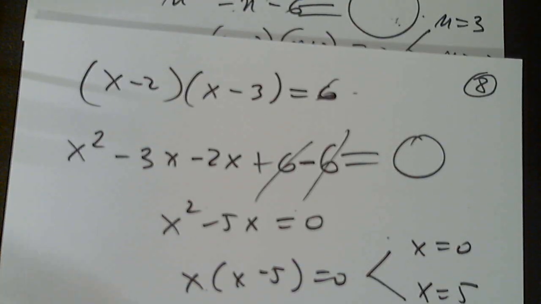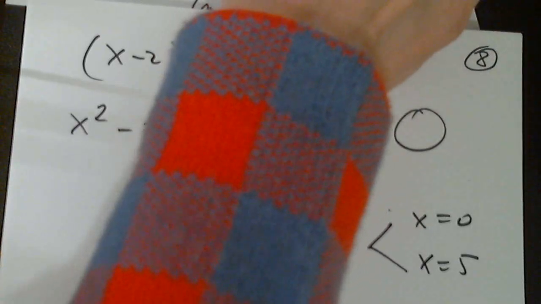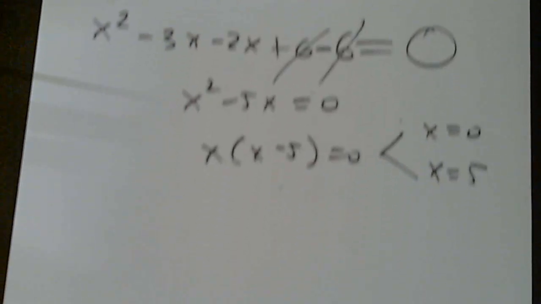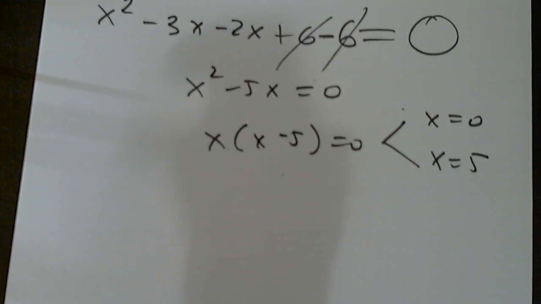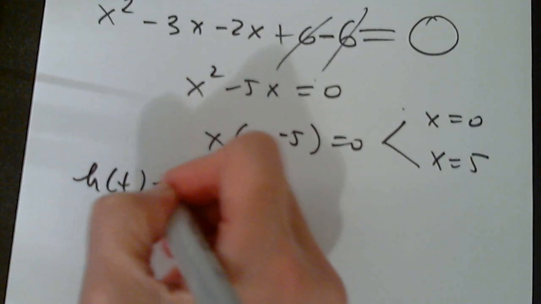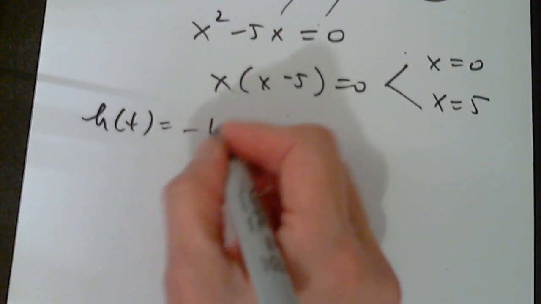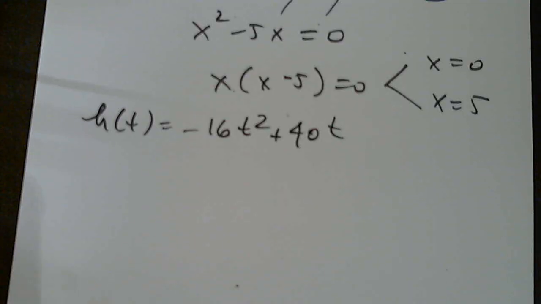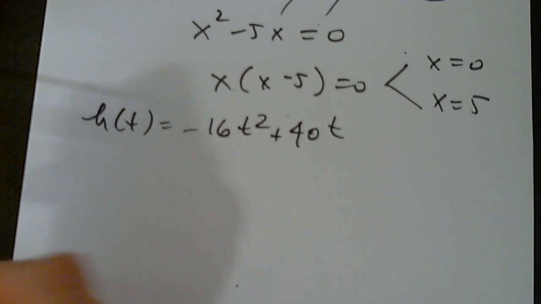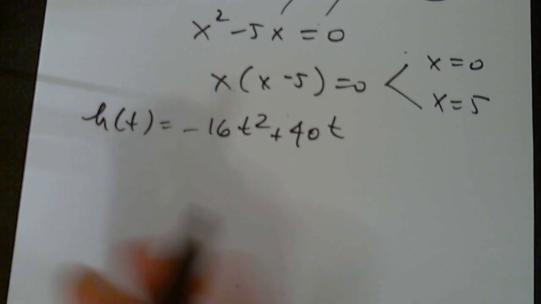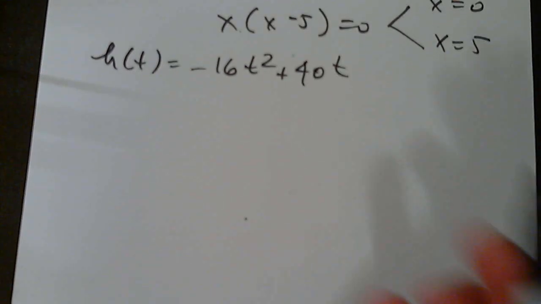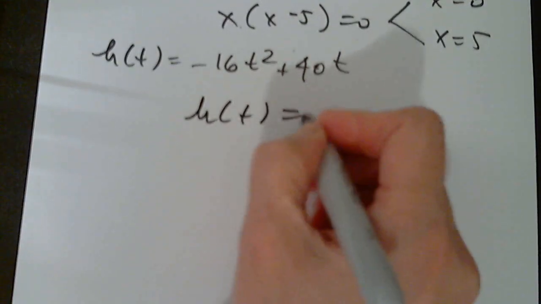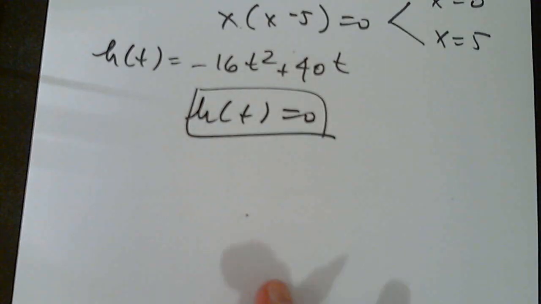Okay. Then the word problems. We had h(t) = −16t² + 40t, the height of the rocket in feet and t in seconds. What equation should you solve when it hits the ground? Okay, h(t) = 0. Hits the ground. This is the equation.